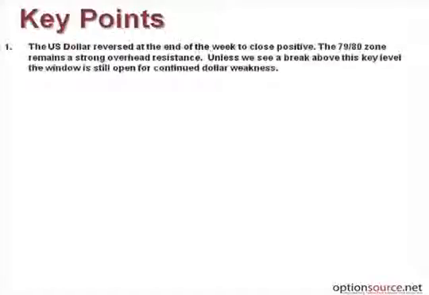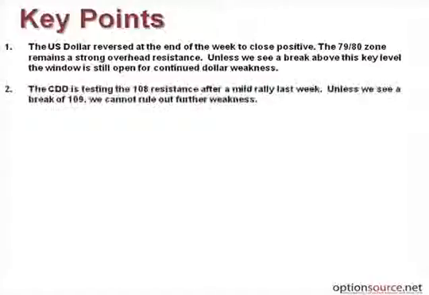Let's take a look at a few of our key points. First of all, the US dollar reversed at the end of the week to close positive. The 79.80 zone remains a strong overhead resistance. Unless we see a break above this key level, the window is still open for continued dollar weakness. The CDD is testing the 108 now as resistance after a mild rally last week. Unless we see a break of 109, we cannot rule out further weakness.